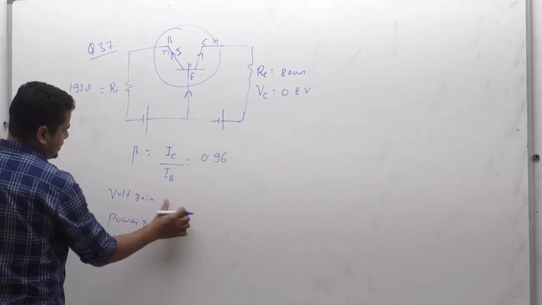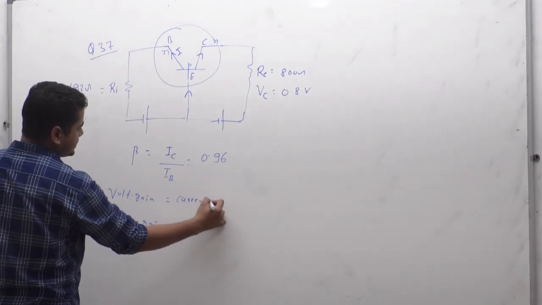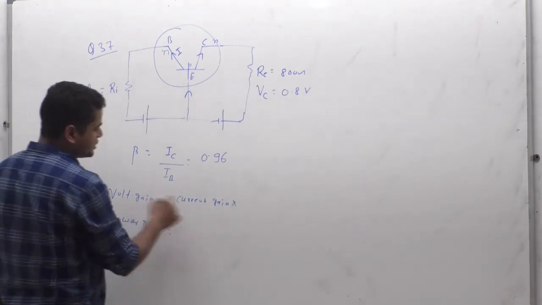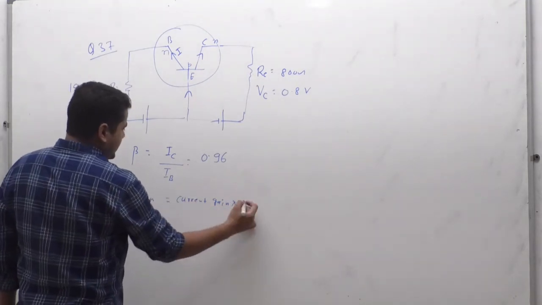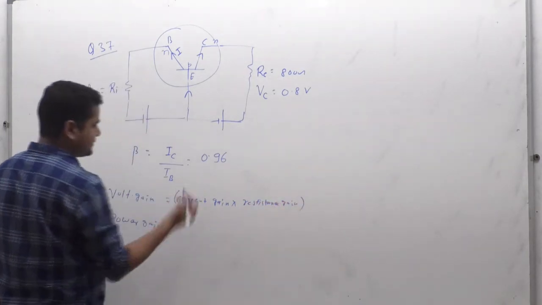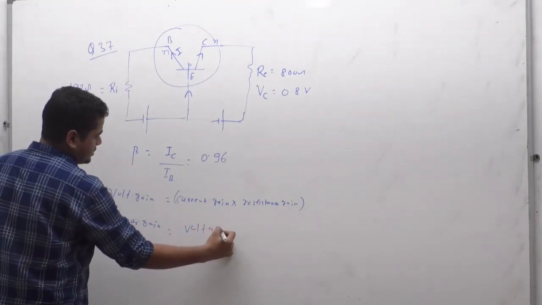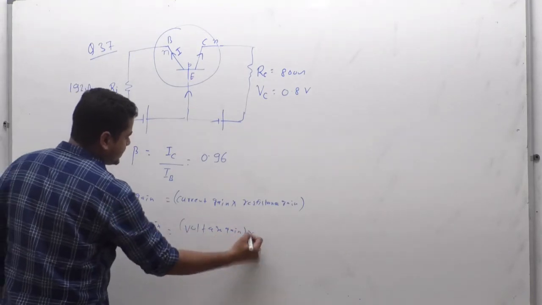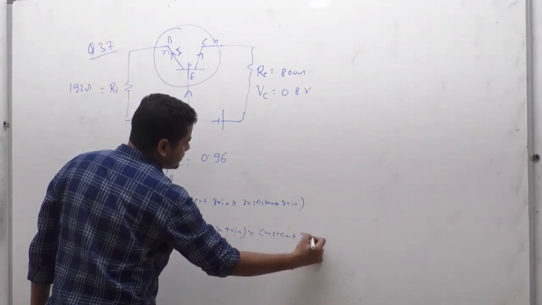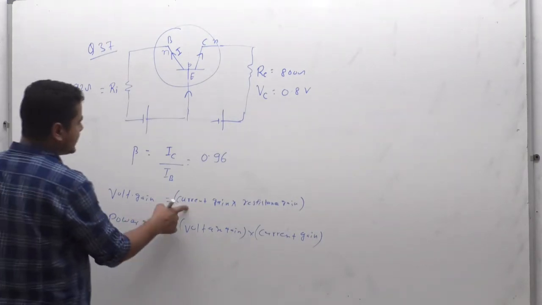So we know that voltage gain is simply equal to current gain into resistance gain. And power gain is equal to voltage gain into current gain, because power equals V into I. So current gain is equal to 0.96.